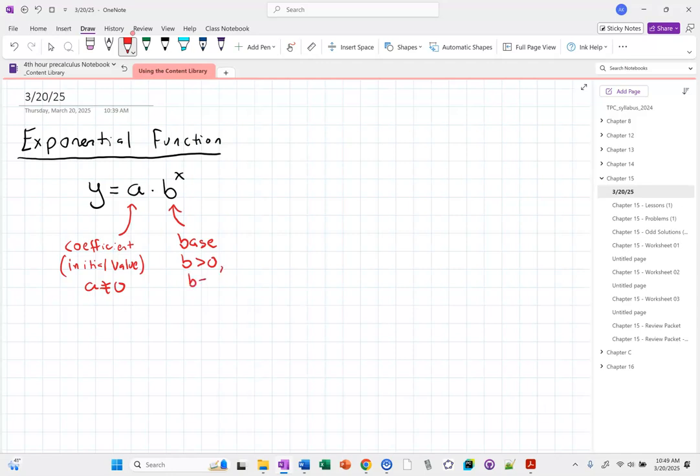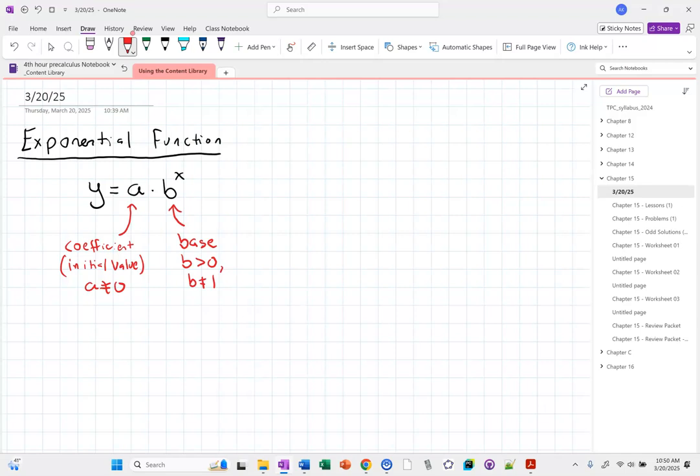For the values for b, we're going to assume that b has to be positive and not equal to 1. Remember, if b is equal to 1, that'd just be 1 to the x, and 1 to any power is just 1, right? So 1 times a would just be a. That's a constant function. Again, we don't want that. That's why we're throwing out the possibility for b to be 1.